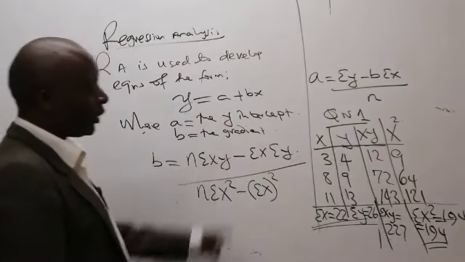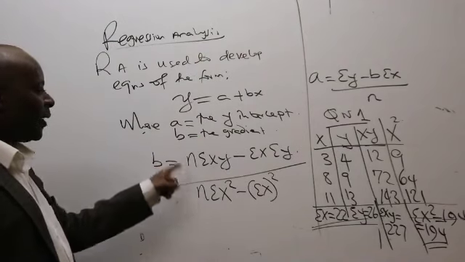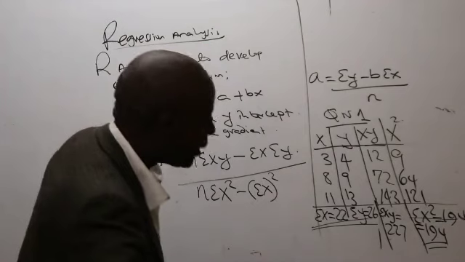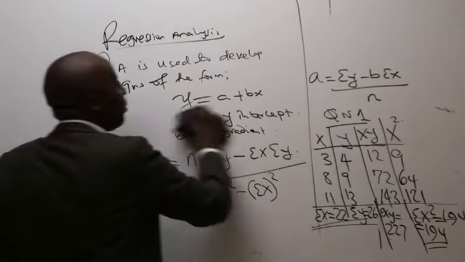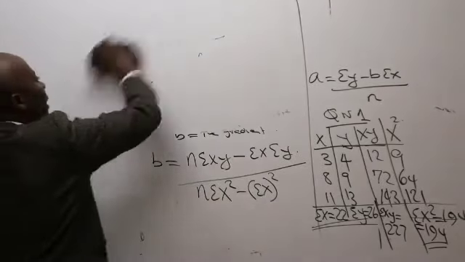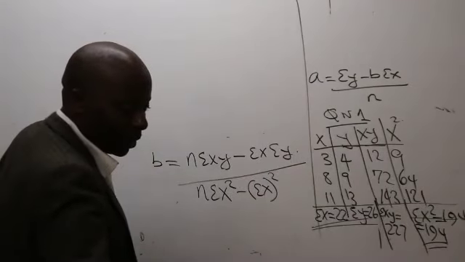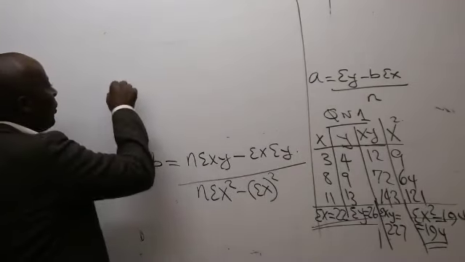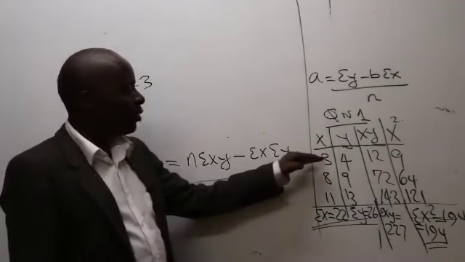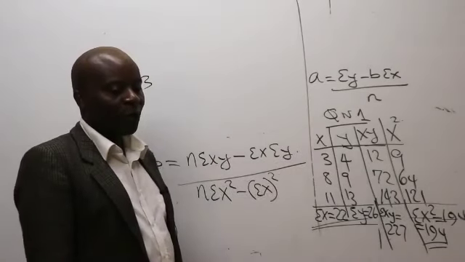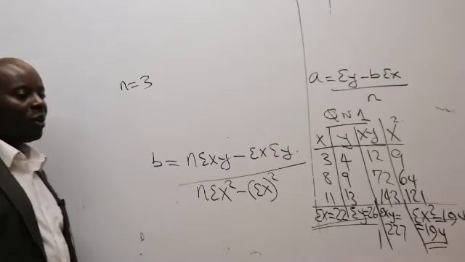Now, ladies and gentlemen, having gotten the 4 summations, I would want us to come and plug them in here. So can somebody, first of all, start by giving me the value of n? Is there anybody who is able to see the value of n? So n equals 3, because we're counting the number of points, 1, 2, 3.